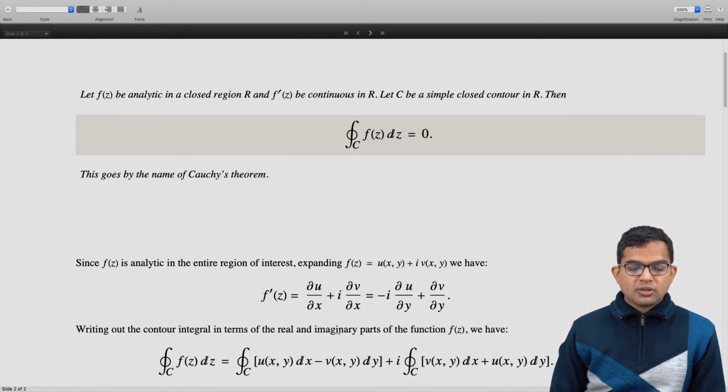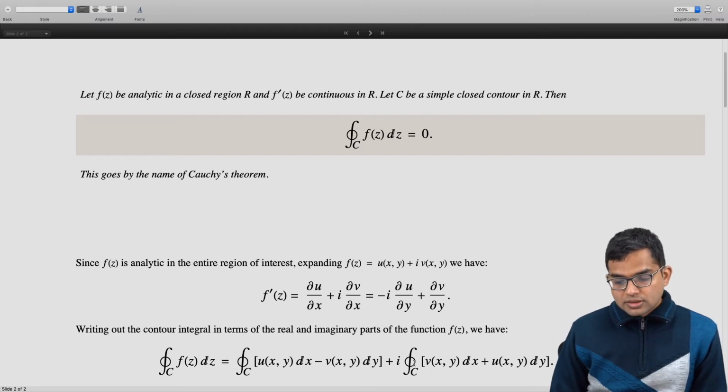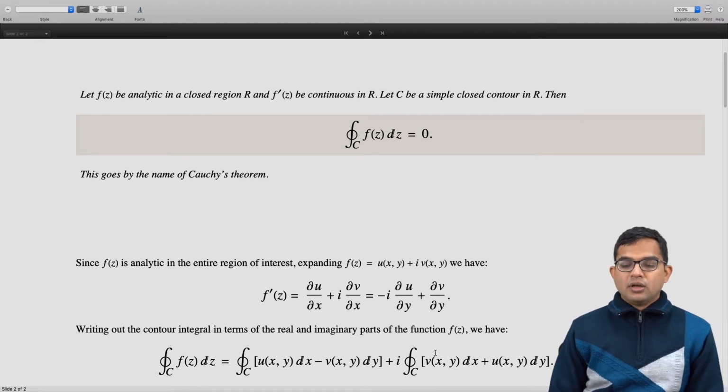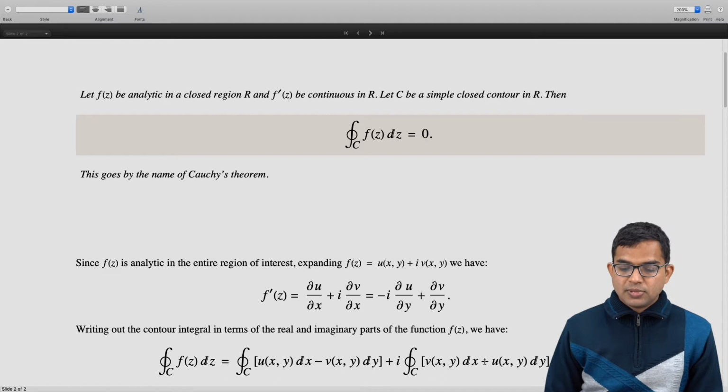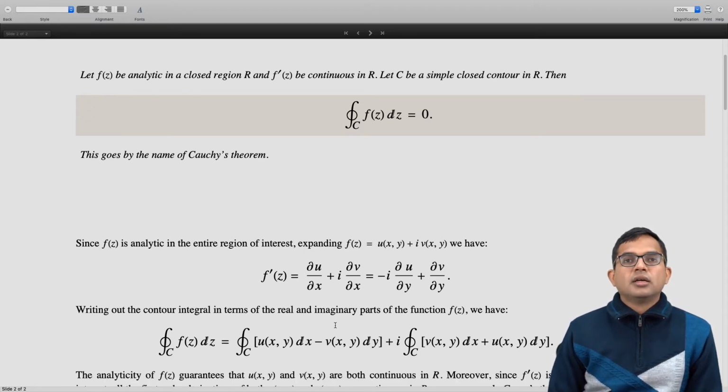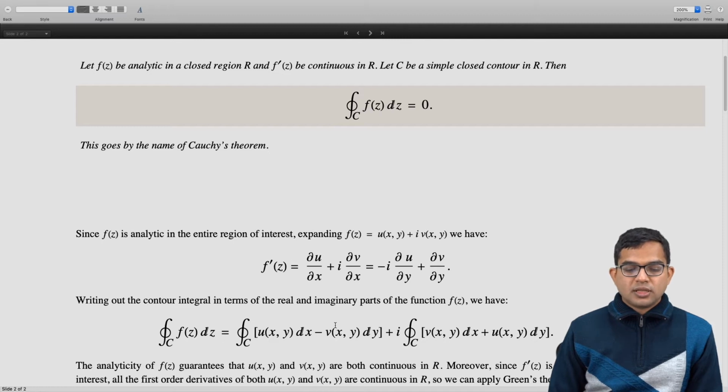Now if we write out the contour integral in terms of the real and imaginary parts of f(z), we have the contour integral of f(z) dz equal to the contour integral over C of u(x,y) dx minus v(x,y) dy. This is like the real part, plus i times another contour integral over the same contour, but now you have v(x,y) dx plus u(x,y) dy. And this is where Green's theorem comes in.